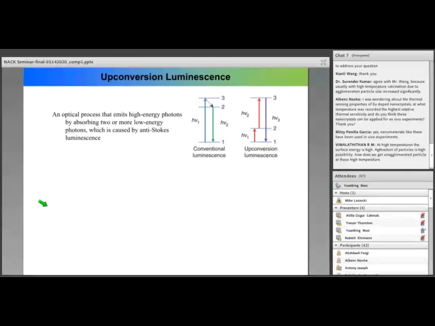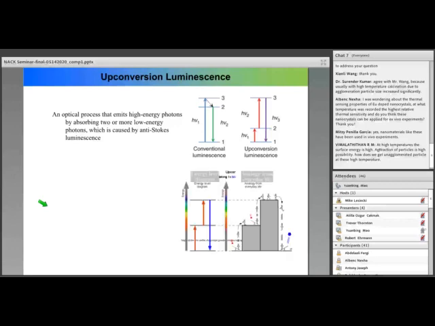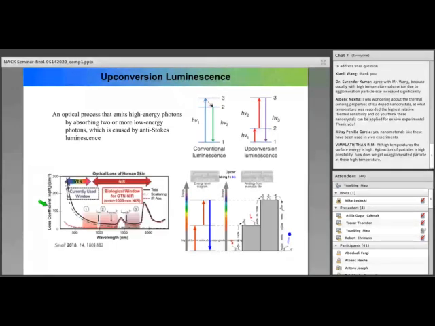So the upconversion process is what we're trying to show schematically here. This is the conventional luminescence, which is a Stokes shift, that's what we talked about before. For the upconversion process, though, the activators, even when they are at the excited state, can continuously absorb extra energy. So then they can emit light at a higher energy. So this is the anti-Stokes process. That's the basic idea.